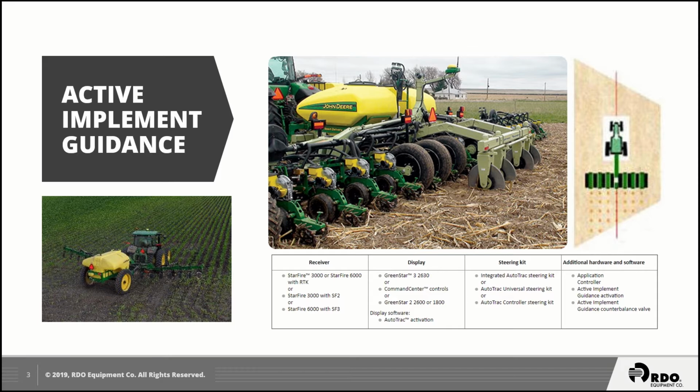As far as the GS3 and 2600s or GS2s, we just need an AutoTrac activation on that display. We do need to have some sort of auto steer installed on the machine. Also, we will need the application controller with the active implement guidance activation installed. Some different setups may need a counterbalance valve to help smooth out the operation of that controllable, say, hitch or coulters or steerable axle. And if we're using a tractor that is either non-John Deere or an older Deere, we'll also more than likely need an external control valve to control that steerable component.